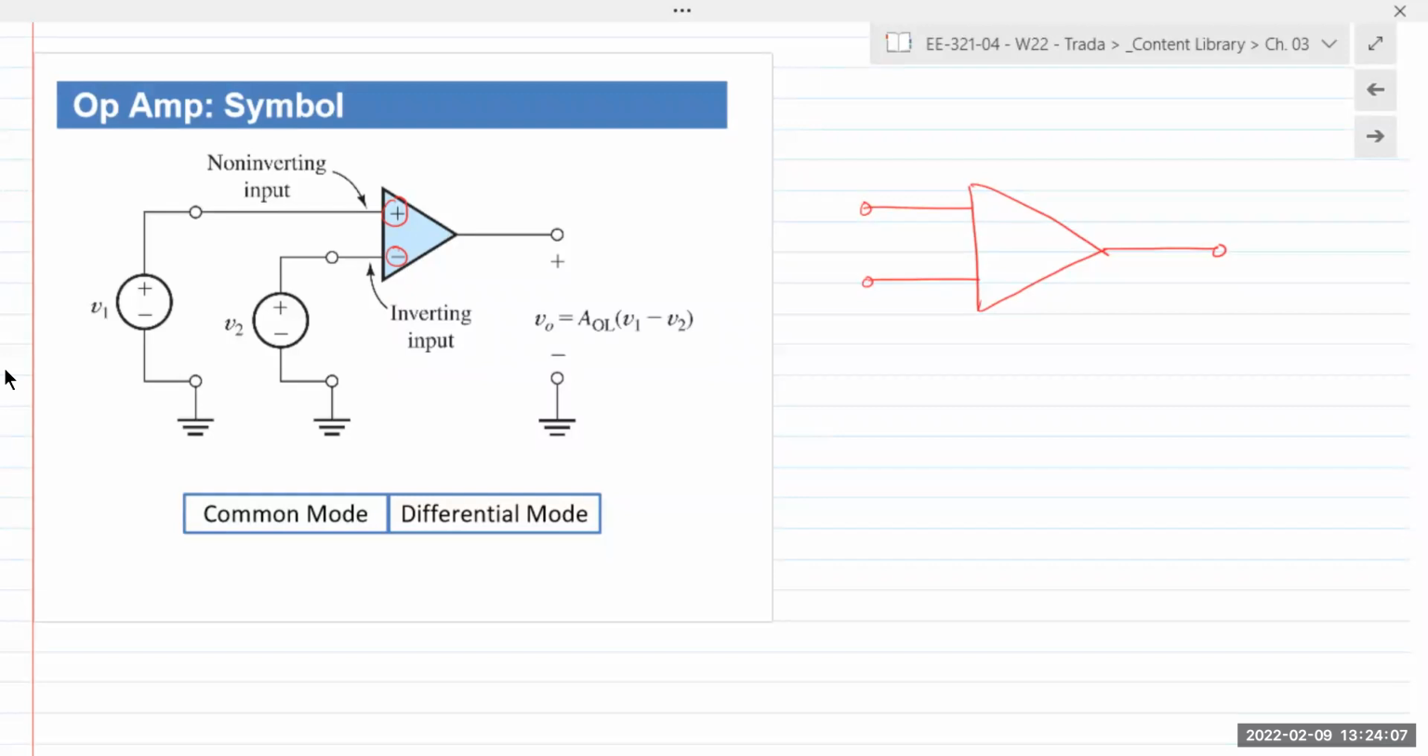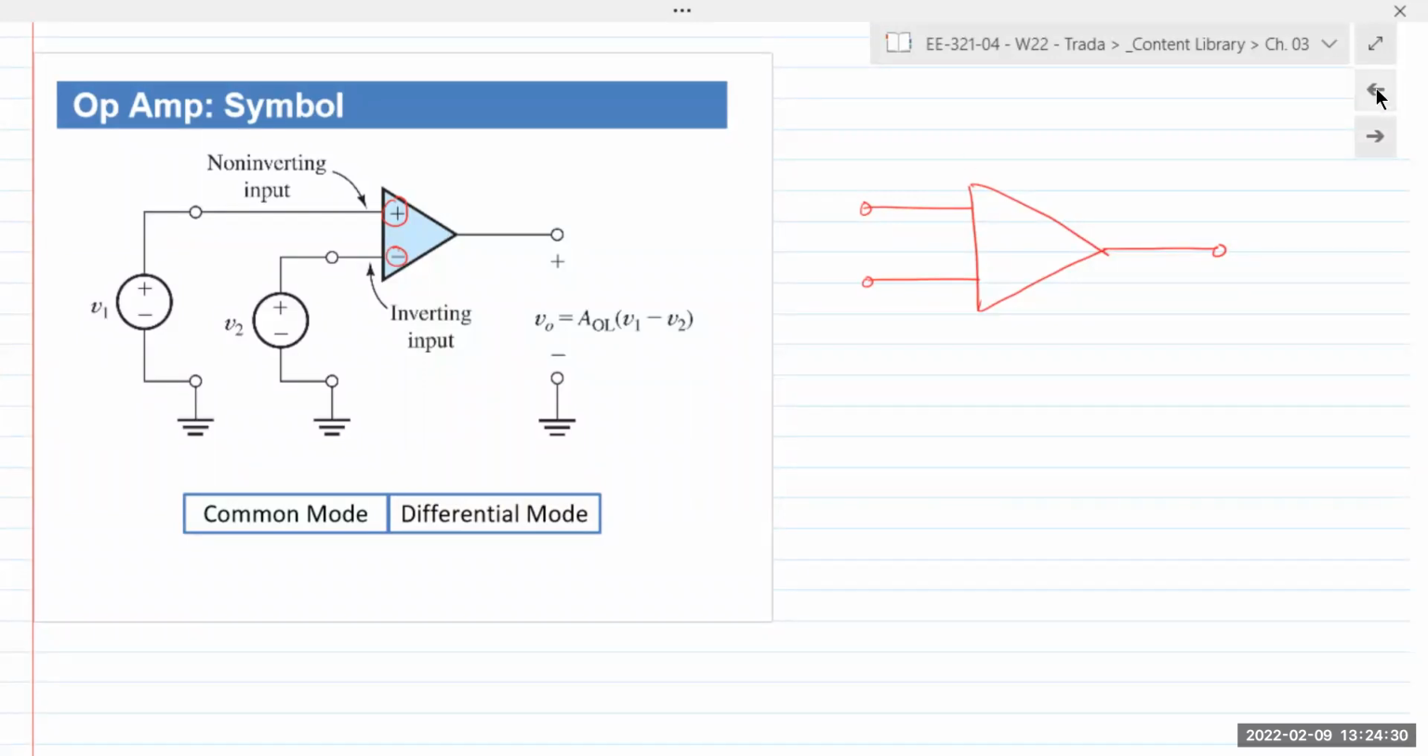So at its most basic, the op-amp is a differential amplifier, or a difference amplifier. It takes the incoming signals at both the inputs and it amplifies the difference. It amplifies the difference between the two signals. And you have one output, V out.